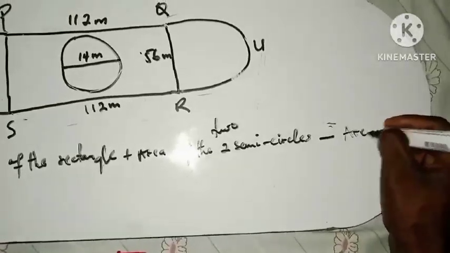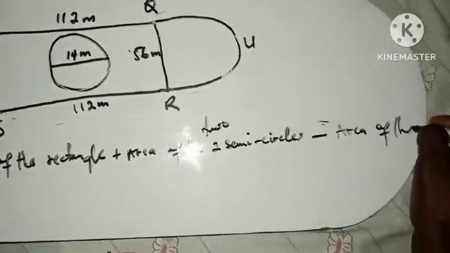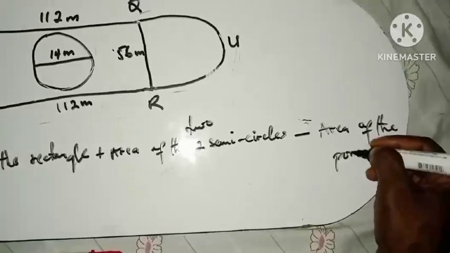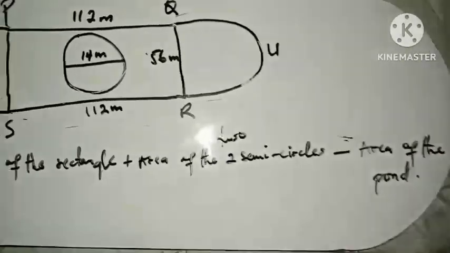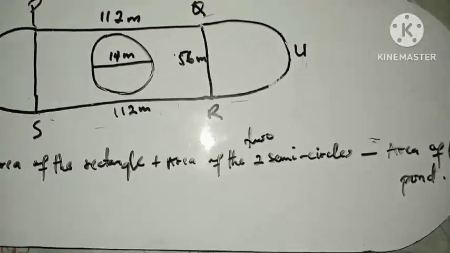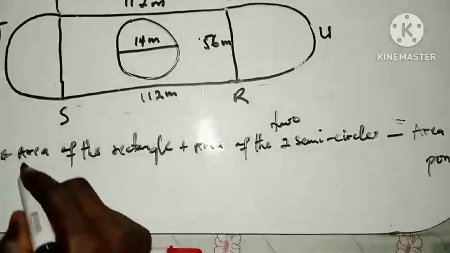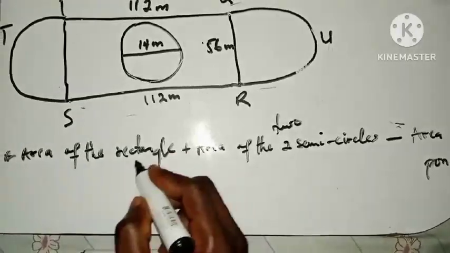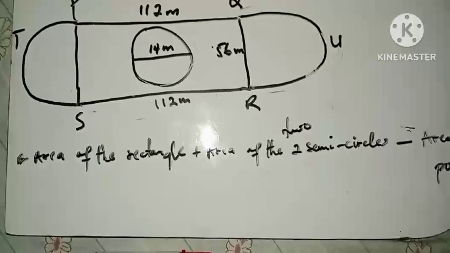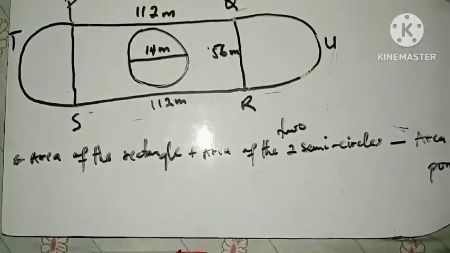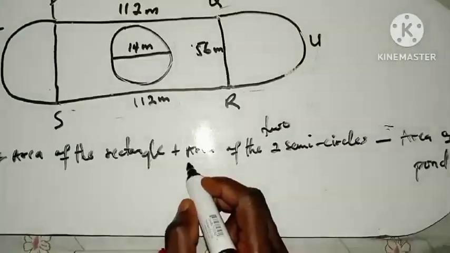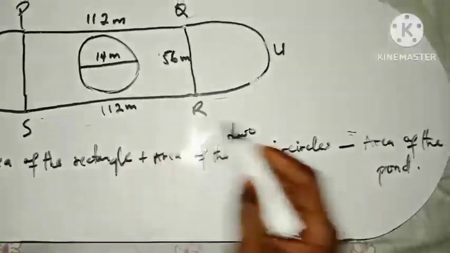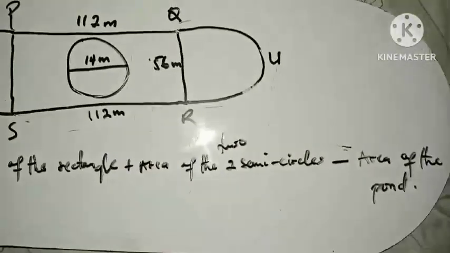This is what we are going to use in solving this problem. Very simple, right? You just need to understand how to find the area of a rectangle, and then how to find the area of a semicircle, and then you tackle that one of what? The point.